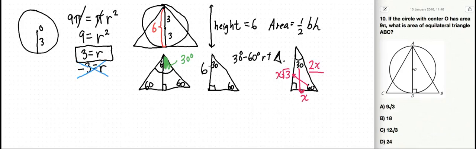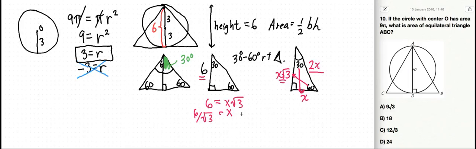So, what are we trying to find? We're trying to find this side, aren't we? Well, let's do it this way. See how the triangles are oriented in the same direction? That means that for us, 6 is equivalent to that. So, to find x, which we need, we set 6 equal to x root 3. We divide by root 3.